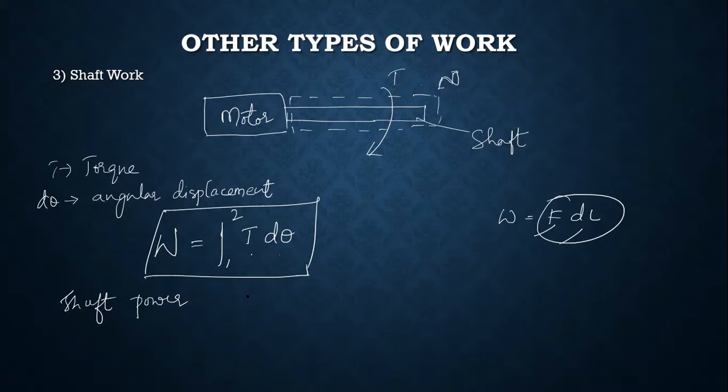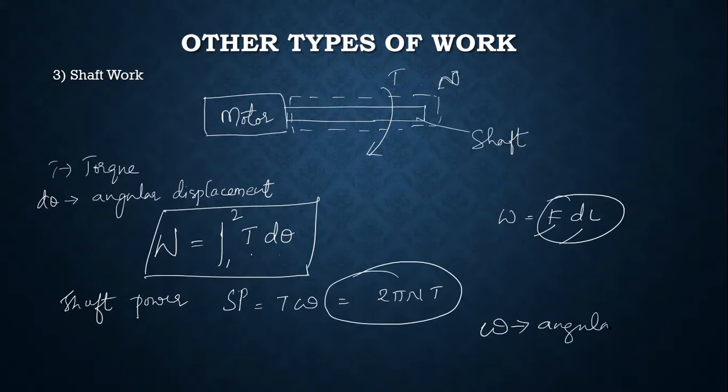Shaft power, I will give you the notation, SP, is T omega. Omega can be written as 2 pi n, where n is the speed. This is the shaft power. Omega is the angular velocity, omega is equal to theta by t, that is angular displacement divided by t, in radians per second. This is shaft work.